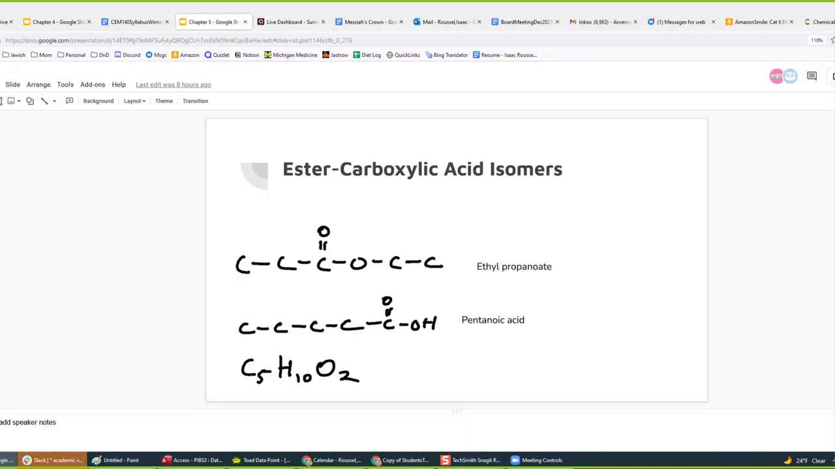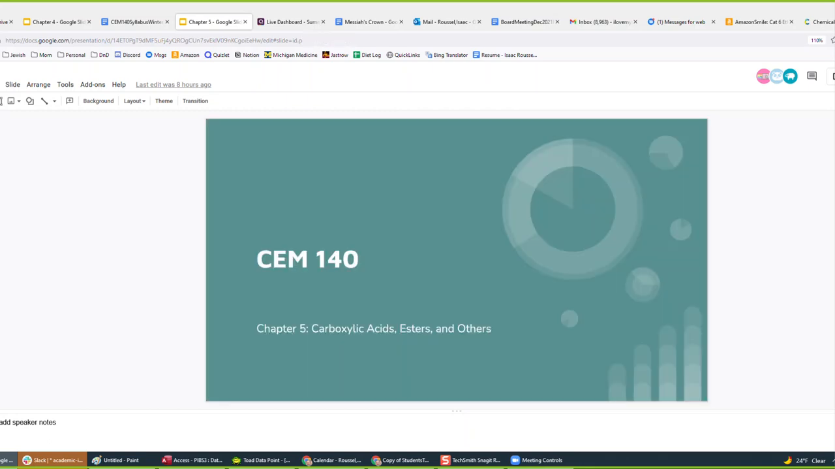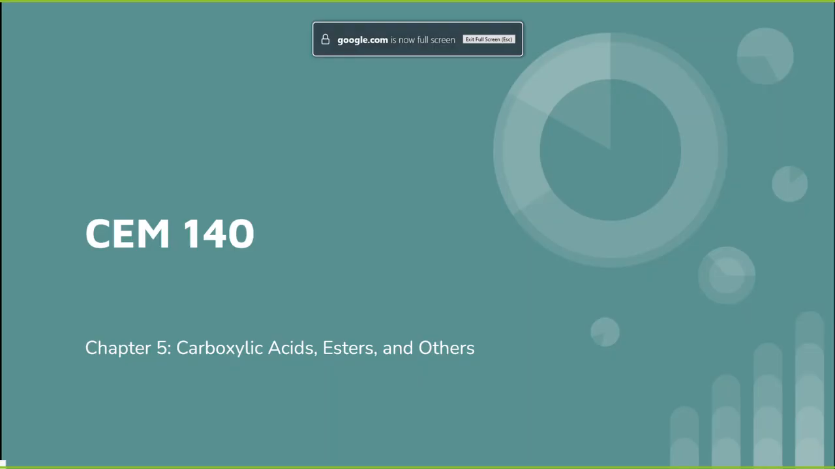If not, we will move into chapter 5. What time is it? Let's see here, 6:34, okay. So we're good. Start my slideshow. So tonight we're going to talk about carboxylic acids, esters, and a few other minor creatures. Let me get my pointer thing back. There we go.